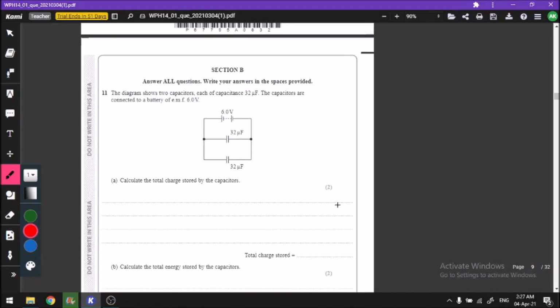Hello everyone. In my last video I solved the MCQ questions of Jan 21 Physics IAL Unit 4, and in this video I will be solving the other questions from question number 11 onwards. So let's begin.